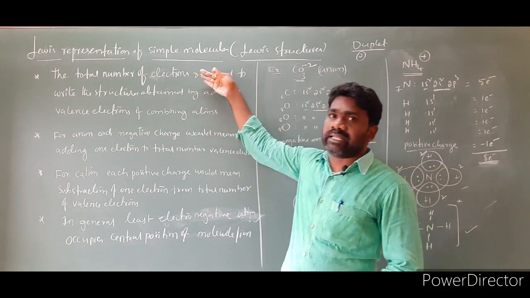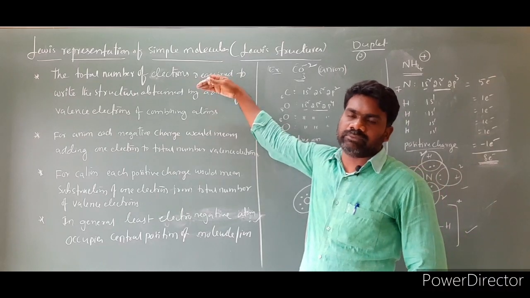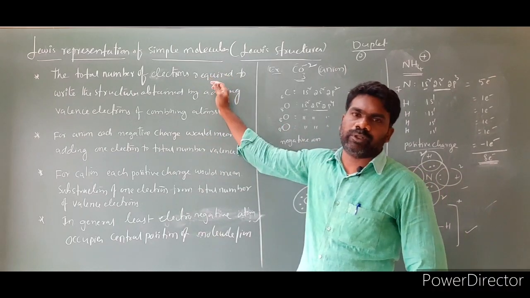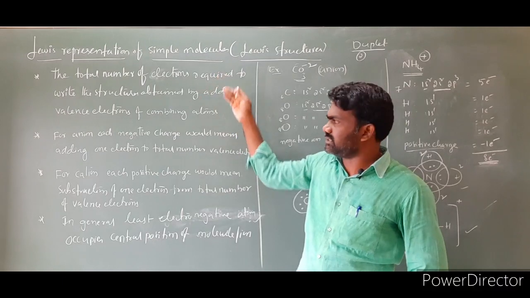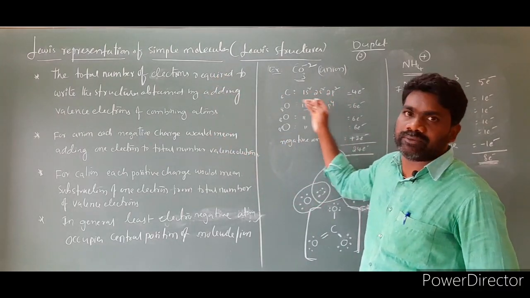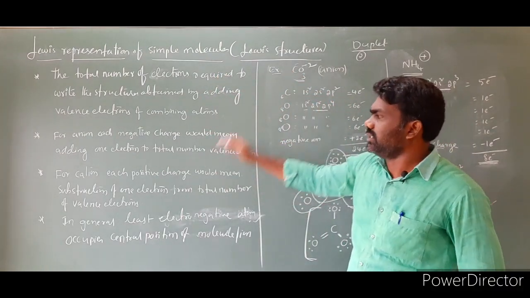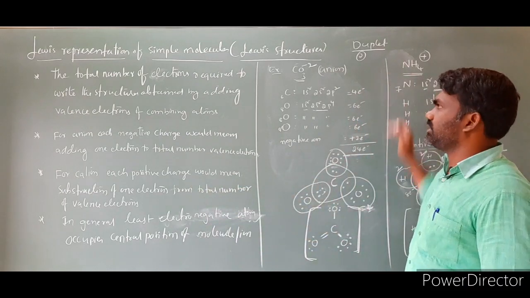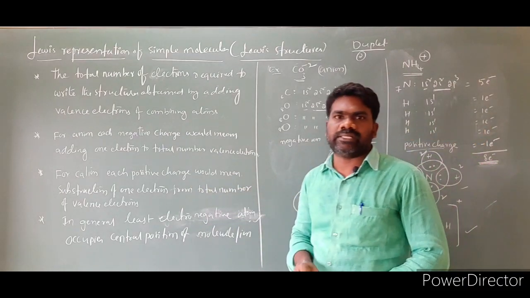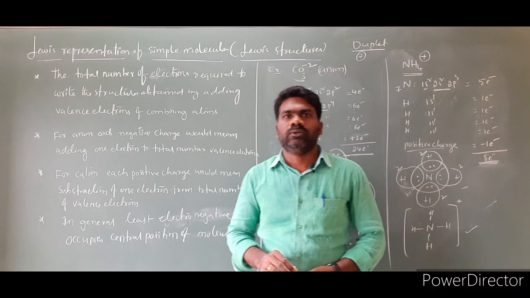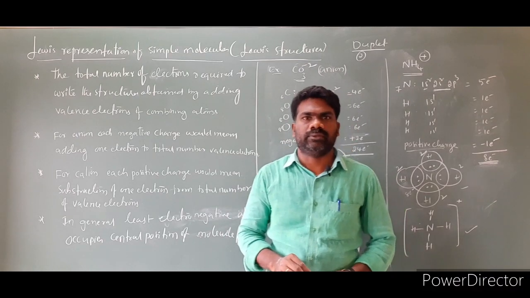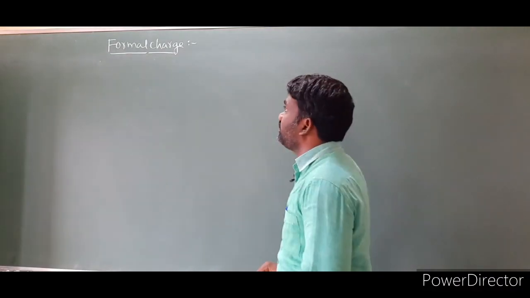So we can understand some neutral molecules. I gave CO molecule as a neutral molecule, no charges are there. I gave an example for a negatively charged species like CO3 2 minus. I gave an example for a positively charged species. By using these rules and regulations, we have to write the Lewis structures for molecules. Next topic is formal charge.